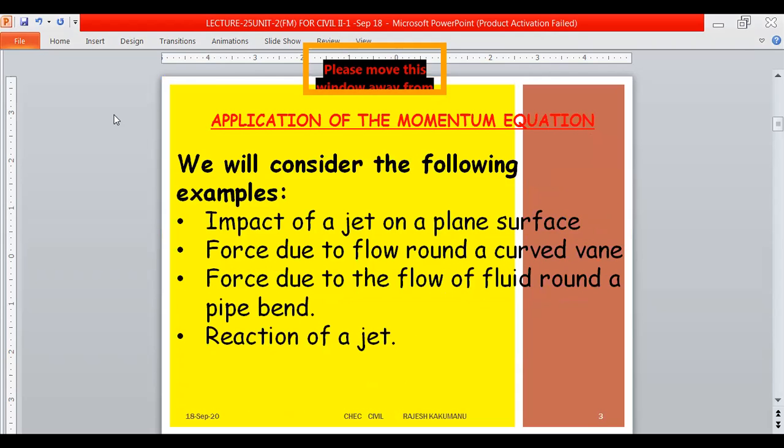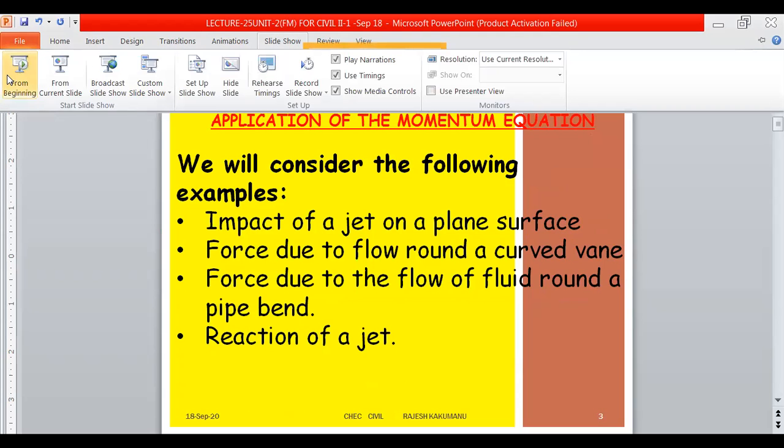So, the topic is application of the momentum equation. Whatever momentum equation we derived in the initial classes, Q equals AV, here we'll see the real-time applications where we have the momentum equation applications.